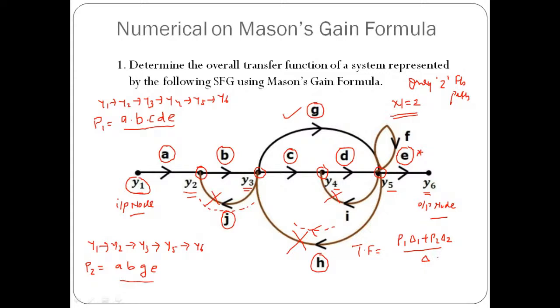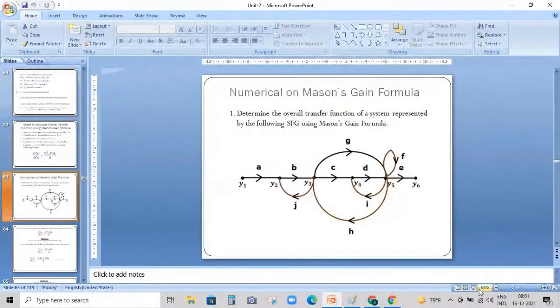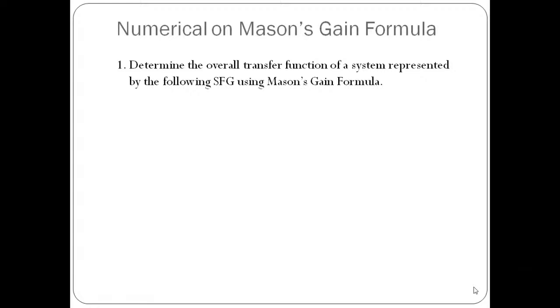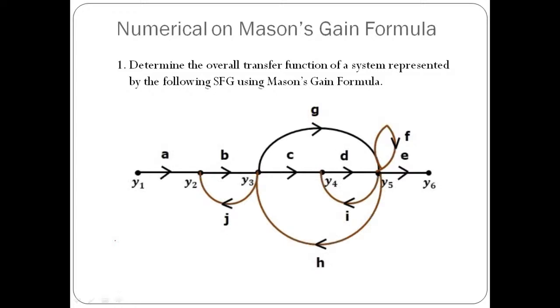Now, how to calculate this delta, or delta 1 or delta 2? To calculate the value of delta, or delta 1 or delta 2, first of all we need to identify how many loops are there. Let me erase this. So in this case we need to identify how many loops are there.